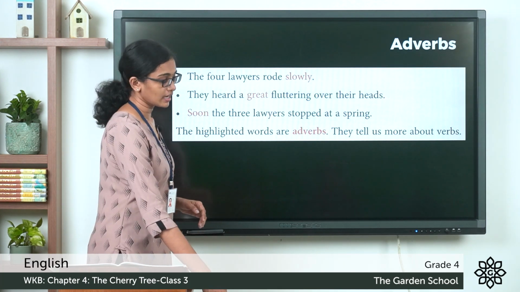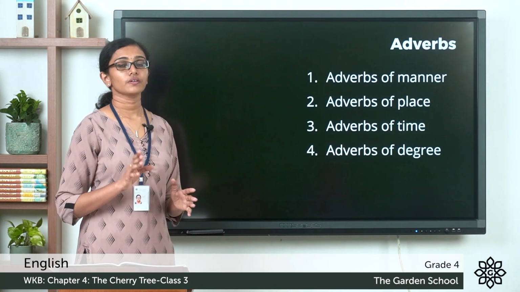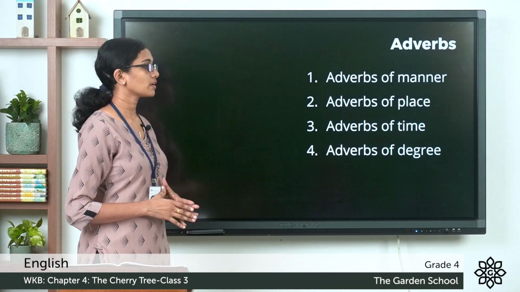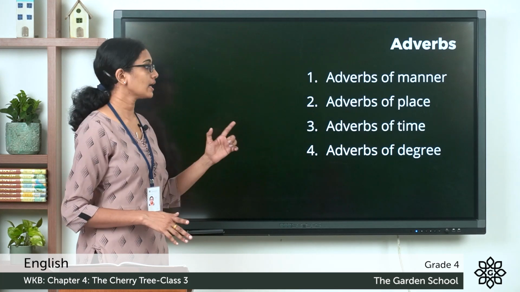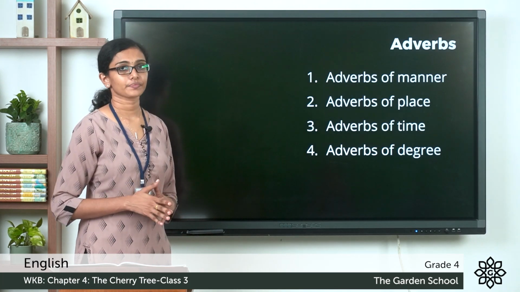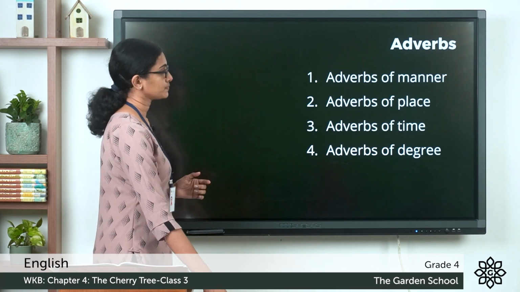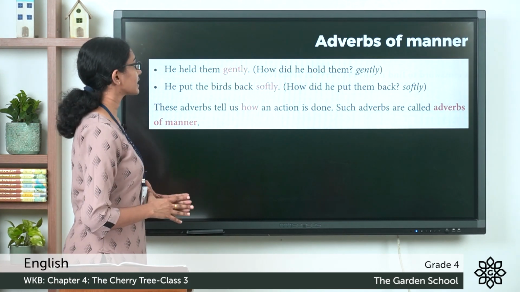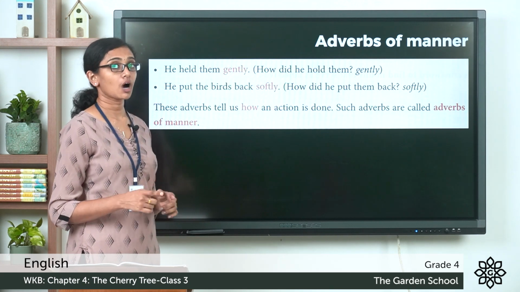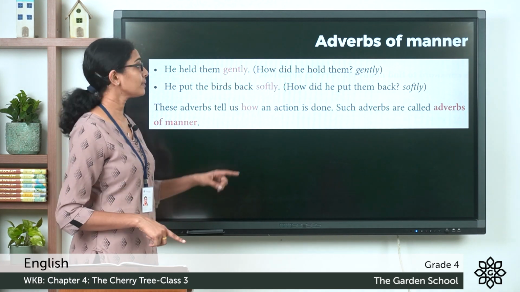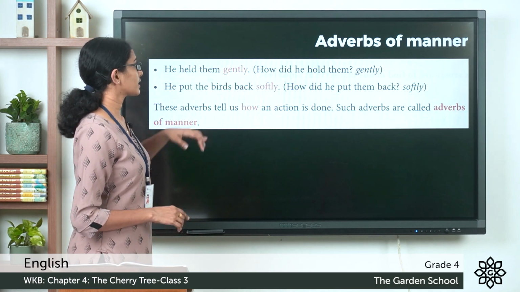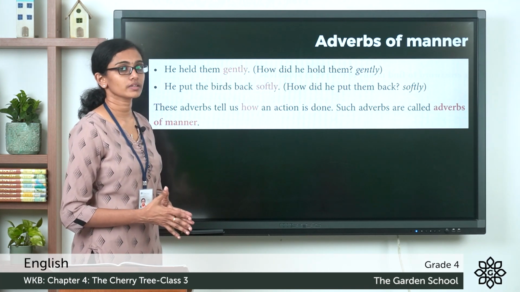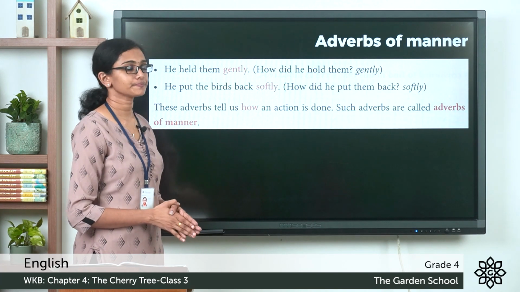Clear? Now, adverbs are of four types. There are adverbs of manner, adverbs of place, adverbs of time, and adverbs of degree. Let's say each one of these. Look at these examples here. He held them gently. How did he hold them? He held them gently. You see this word here, gently. It is how he held it, the manner of holding it.